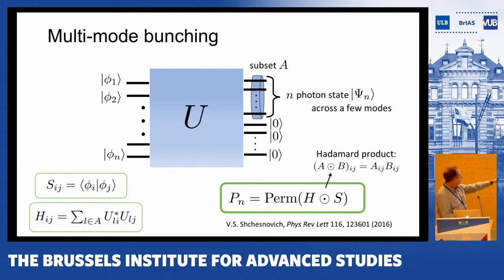In that case, the probability can be written again as a permanent, but this time it's the permanent of the Hadamard product of the 2 matrices, an H matrix and the S distinguishability matrix. The H matrix is defined down there. You don't need to care so much about how it's defined, but it depends on the interferometer and on the output modes that we consider. So this being known, we have to compute this permanent.